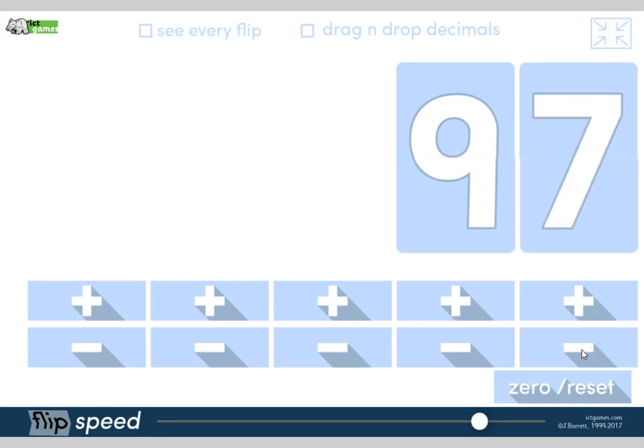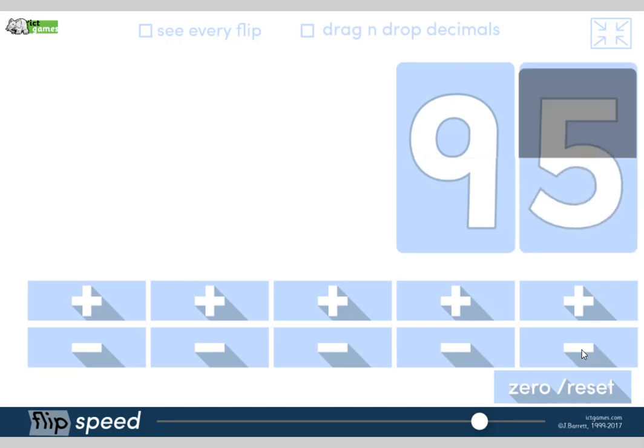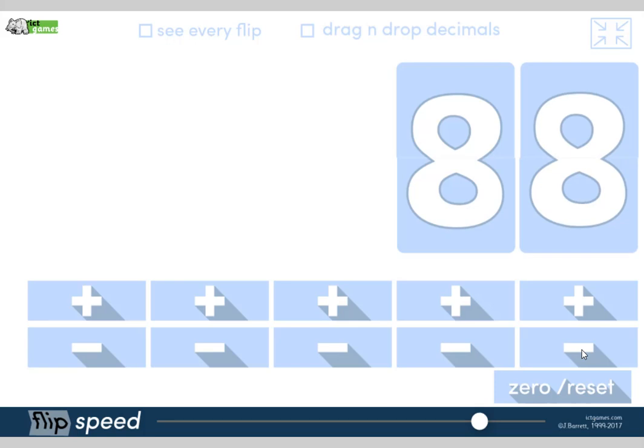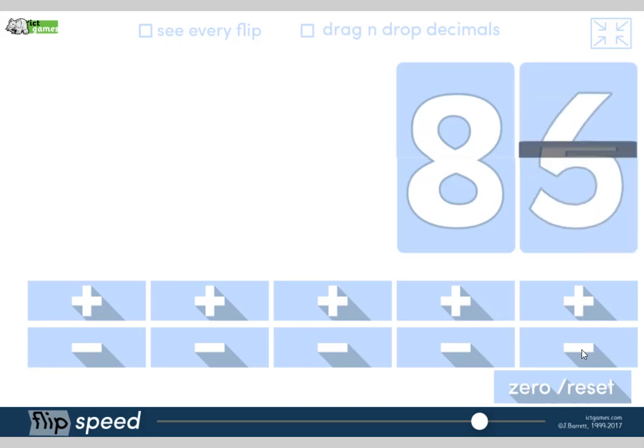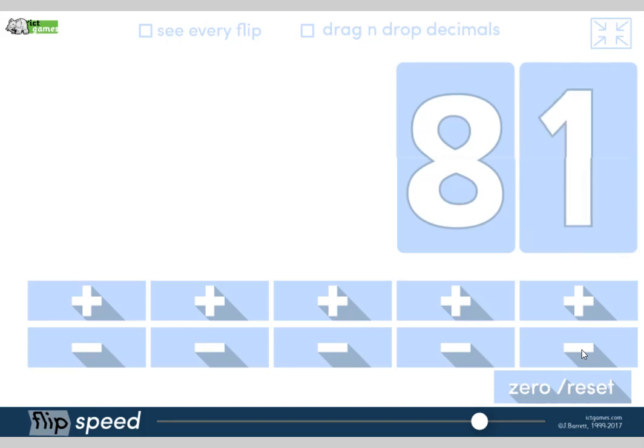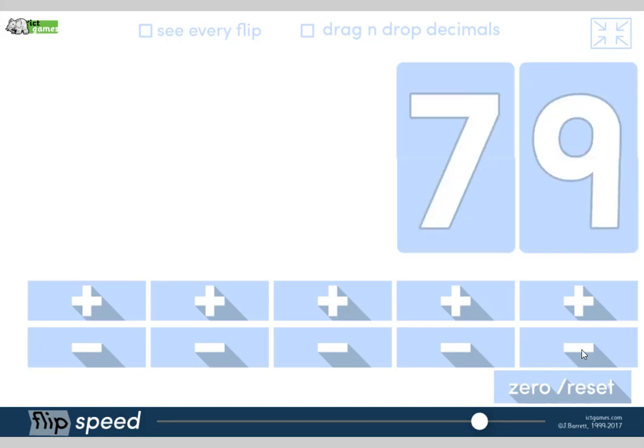98, 97, 96. I'm going to speed up now. 95, 94, 93, 92, 91. What's next? This one catches lots of us out. Yes, 90, 89, 88, 87, 86, 85, 84, 83, 82, 81. Again, this is going to catch us out. One less than 81 is 80. 79, 78, 77, 76, 75, 74.